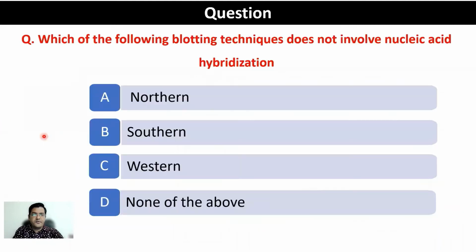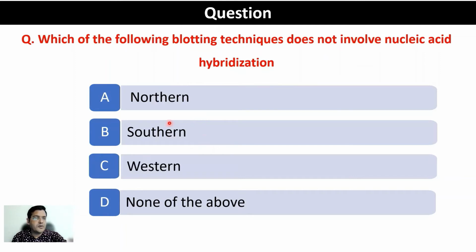So here is the first question. Which of the following blotting techniques does not involve nucleic acid hybridization? And your options are A, northern, B, southern, C, western, and D, none of the above. Both northern and southern are examples of nucleic acid hybridization. Of course, the starting material is different in both.